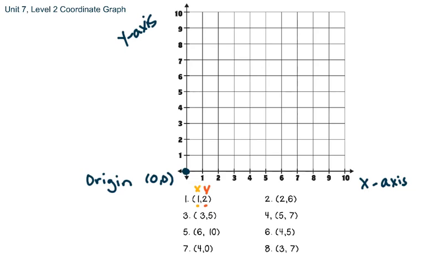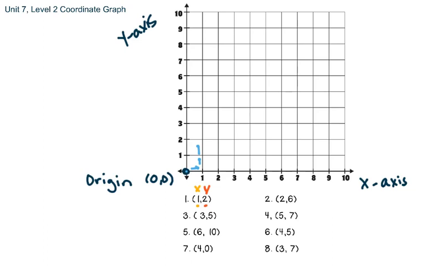Okay, so we have some vocabulary. Now we're going to go ahead and start plotting some points. So on this first point, my coordinate is 1, 2, and you'll notice the comma in between. The comma is just there to separate the two numbers, which means I'm going to move 1 spot over on the x-axis and 2 spots up on the y-axis. So I do that by starting at the origin. I'm going to move to the right 1, and I'm going to move up 2.